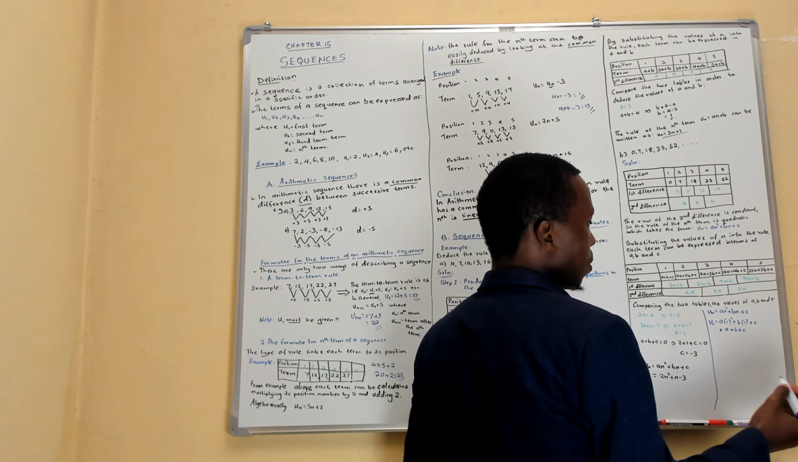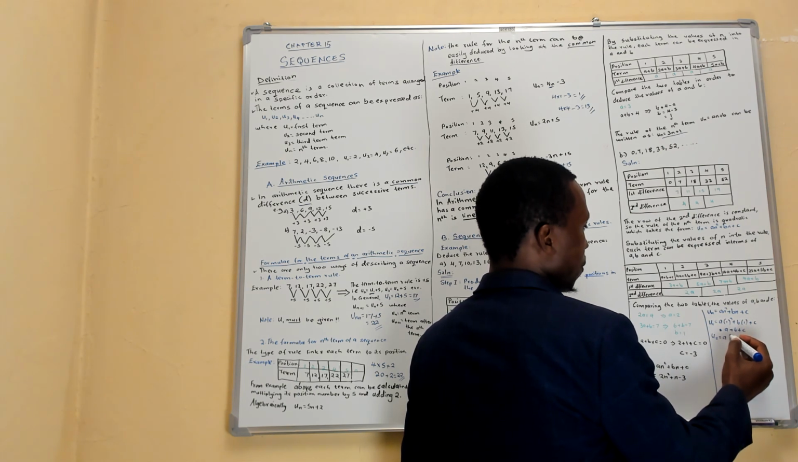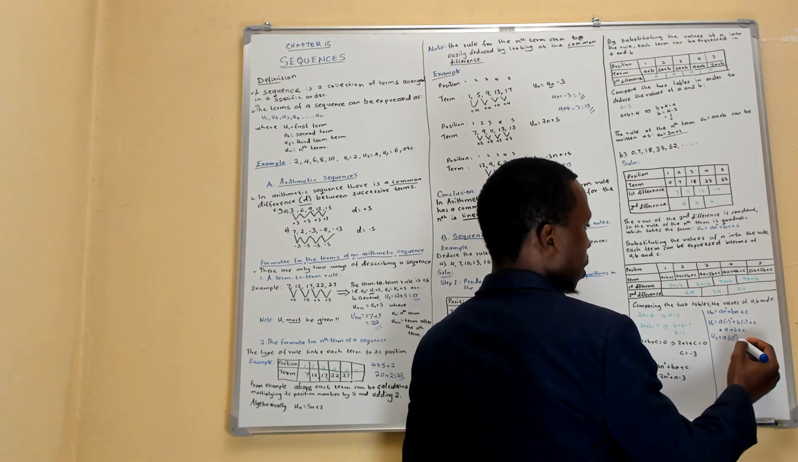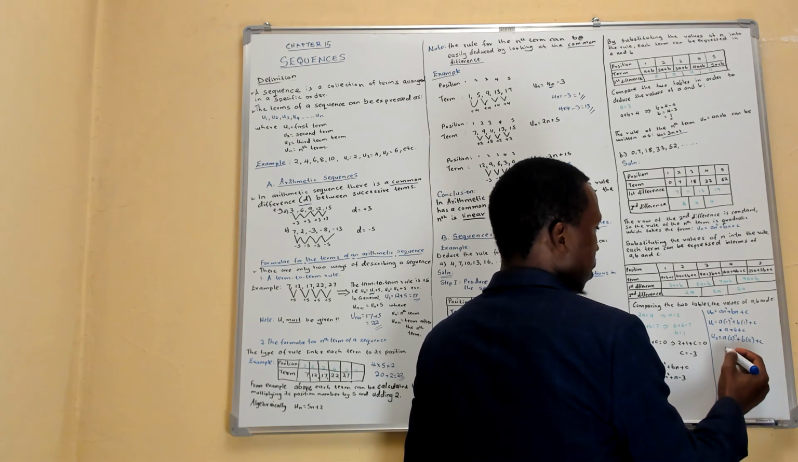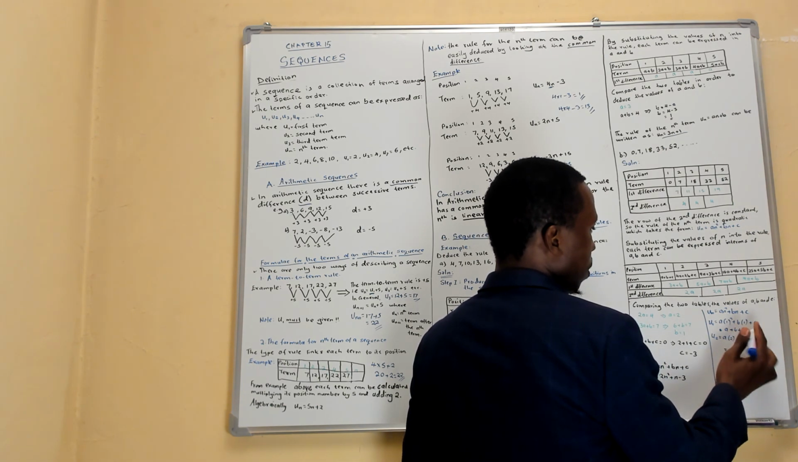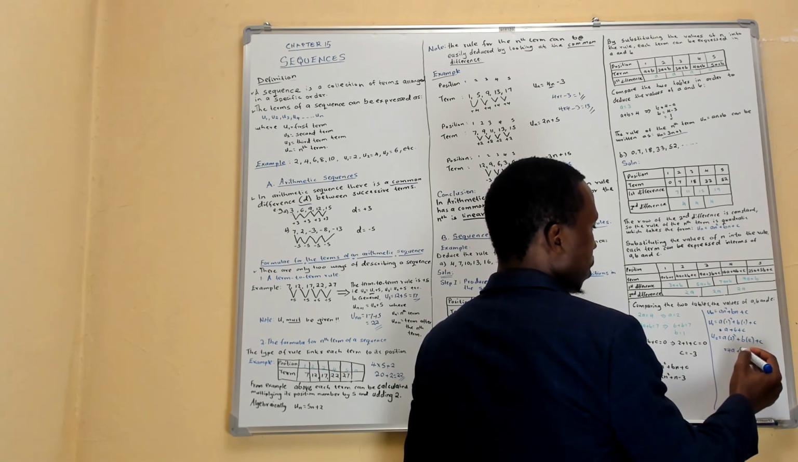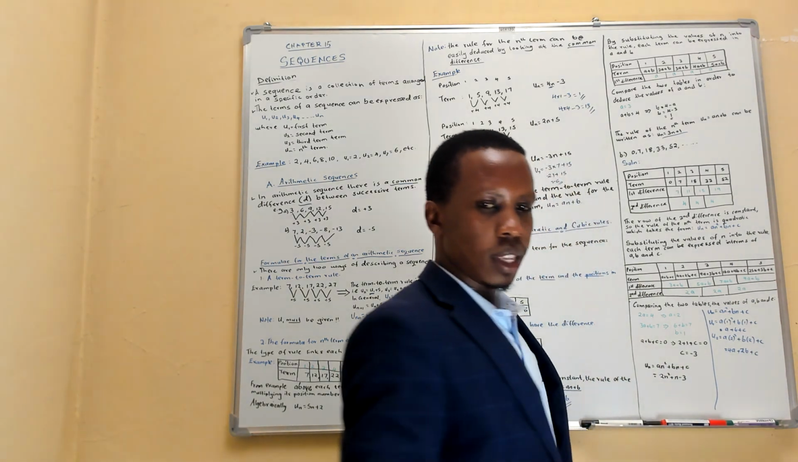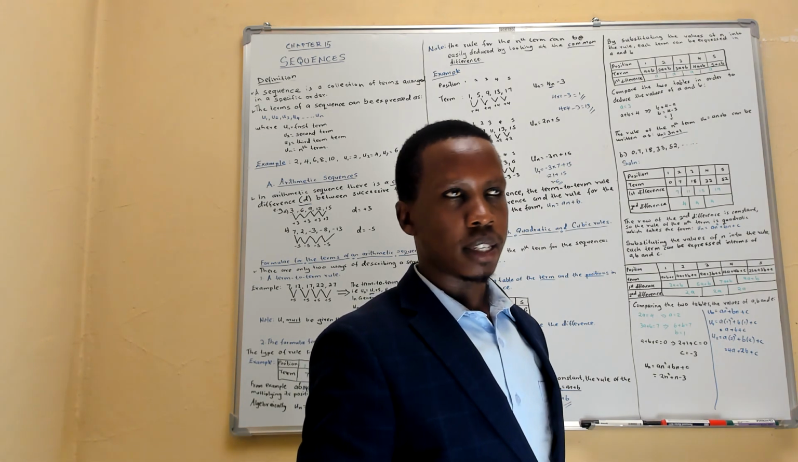What if I want to get the second term? So if I replace with the 2, I have a into 2 squared plus b into 2 plus c. So 2 squared is 4, so I'll have 4a plus 2b plus c. Let me try and do the third term in terms of a, b, and c.